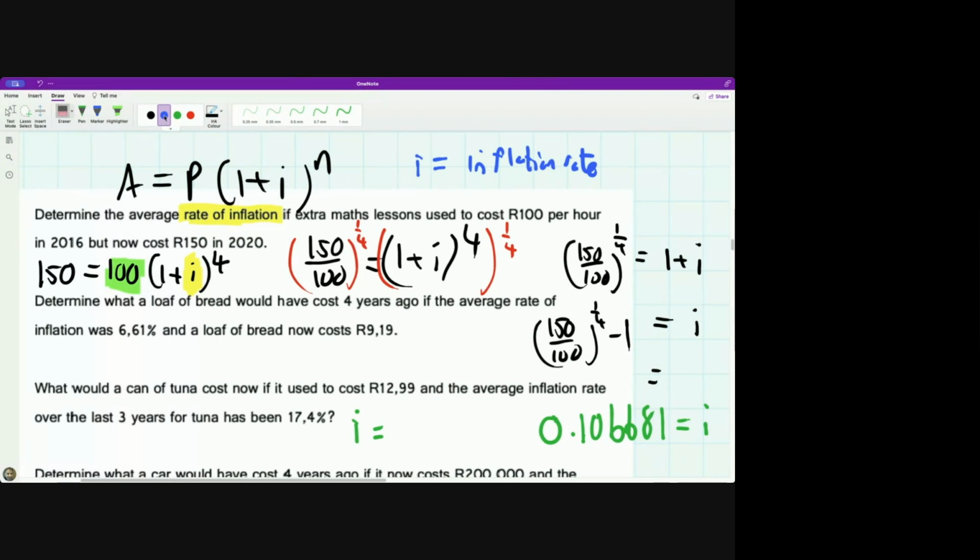There is a 10.69% per annum increase in those 4 years. So what we've worked out is that between 2016 and 2020, each year, the cost of a maths lesson per hour went up by 10.69% per year.